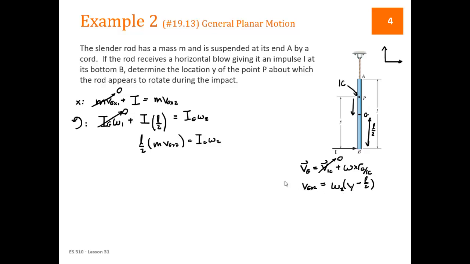So let's take this equation and plug it in over here. We get L over 2 times mass times omega squared times (y minus L over 2) is equal to, and here we get Ig for a rod rotating around its center, which is 1/12 of mL squared times omega squared. Alright, so there's an m on both sides, they cancel. There's an omega on both sides, they cancel. There's an L on both sides, they cancel.